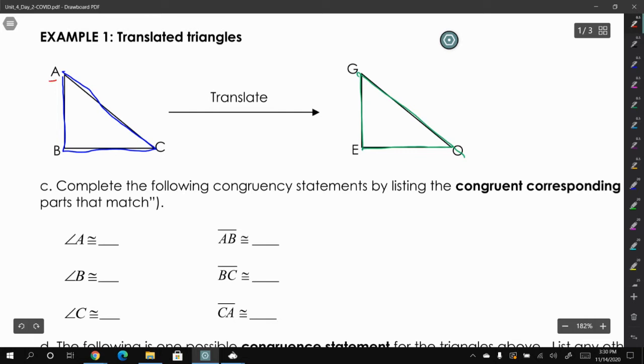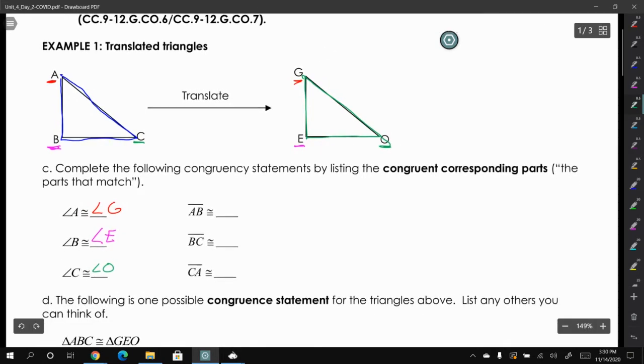So angle A, the angle that matches with that is angle G. Angle B matches with angle E, and angle C matches with angle O. So that part is usually not too difficult.